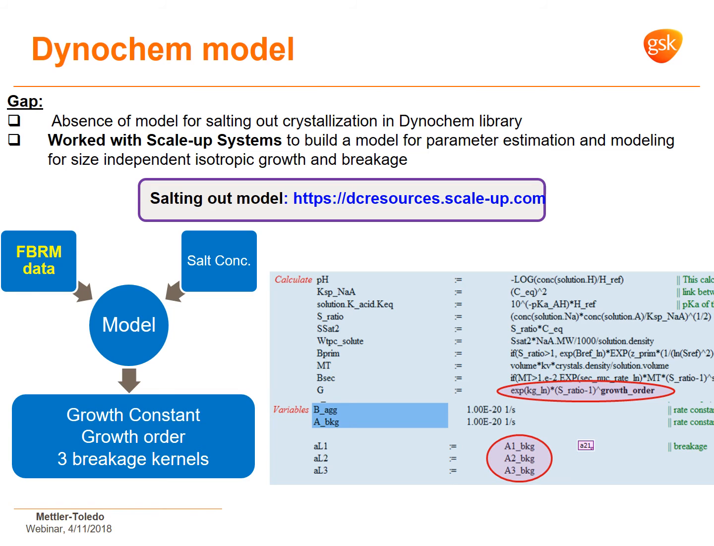And essentially the template extracts growth kinetics values expressed here by Kj, but also the order of the, so essentially it's an empirical expression for the growth rate. But also you have the possibility, it's versatile, you can add breakage kernels if you think that breakage is occurring.